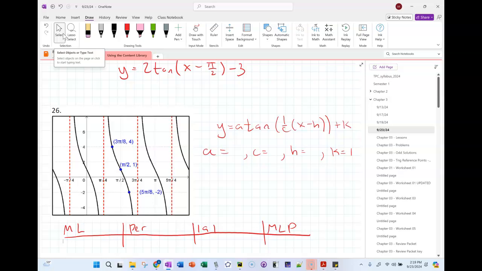The midline, you're dividing it in half. So the horizontal line divides the graph in half. Y equals 1, yes.